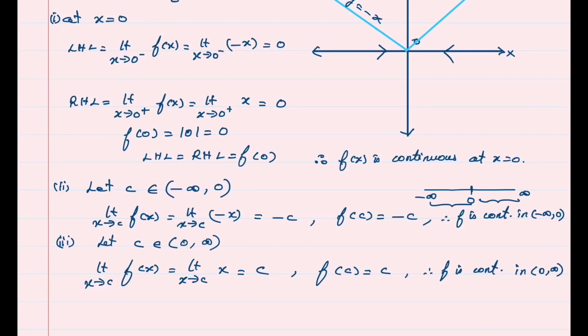In the graph for x greater than or equal to 0, we have a ray y equal to x, which is continuous. Therefore, we can conclude that f is continuous in R. From the graph itself, we can make out there is no gap or jump in the graph. Therefore, absolute value function is a continuous function.